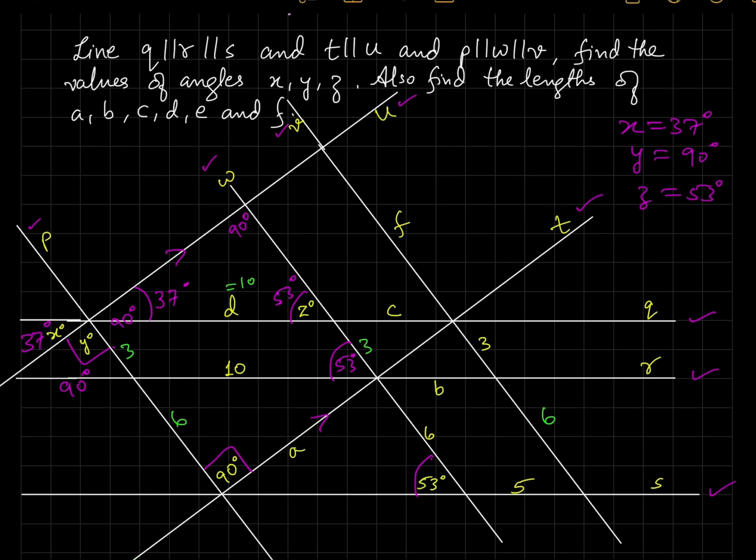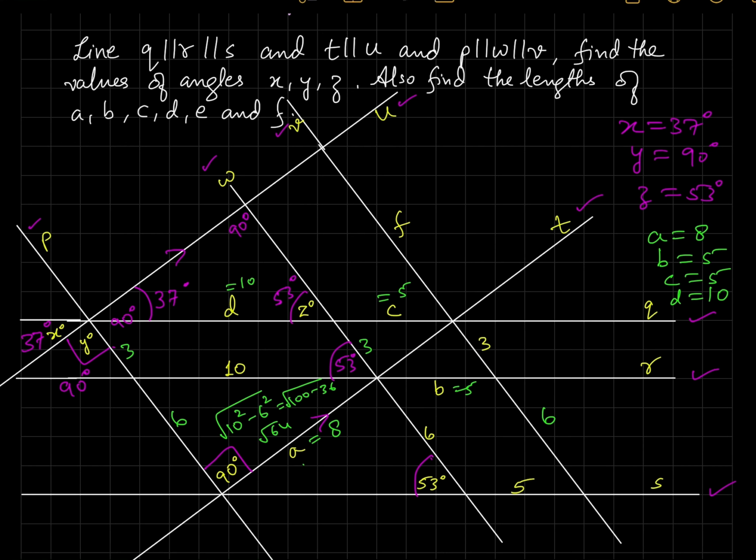Now I can see that this is a right angle triangle, so A would be equal to the square root of 10 squared minus 6 squared, so 100 minus 36, which is 64, and the square root of 64 is 8. So A is 8 here. Then this is 5, so my B would also be 5. Then C would also be 5. D I have already identified, which is 10.